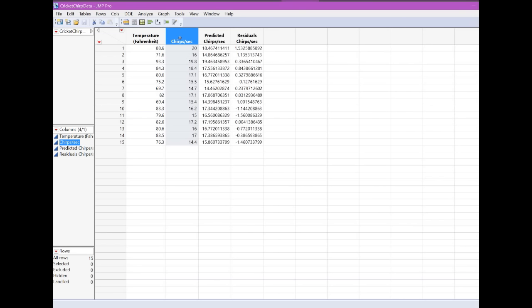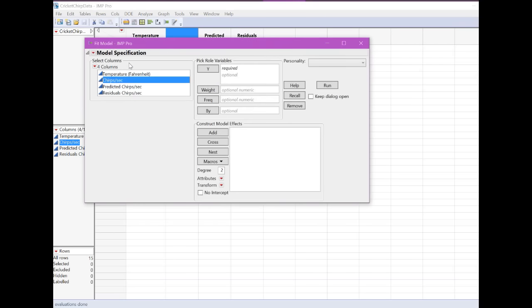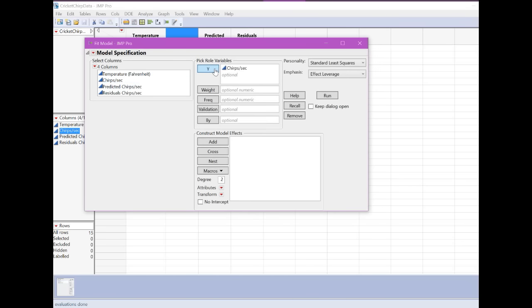Now to fit a regression model, a regression equation, we can do this one of two ways, and both of them start by using the Analyze menu. So we're going to go to Analyze, and we're going to do this using Fit Model, because we're trying to fit or estimate a regression model. So we go to Fit Model, and we see that over here on the right-hand side, we have to pick our role variables. So our role for Y is our chirps per second. So chirps per second is our response, it's our Y variable.